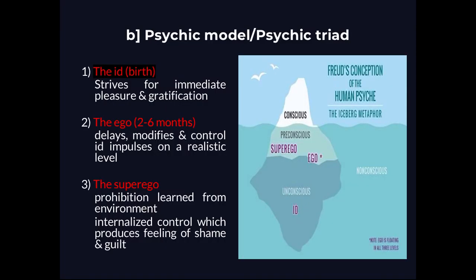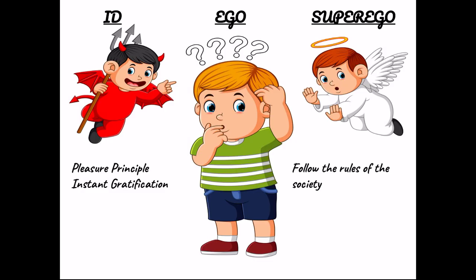The other is the psychic triad or the psychic model. In order to understand this, let's take an example. To make it easier, let's take the example of a kid. See, this is a kid. He has a devil on one end and an angel on the other. The devil always pushes the kid to do the wrong things, to take up wrong habits, whereas the angel always encourages him to do good deeds.